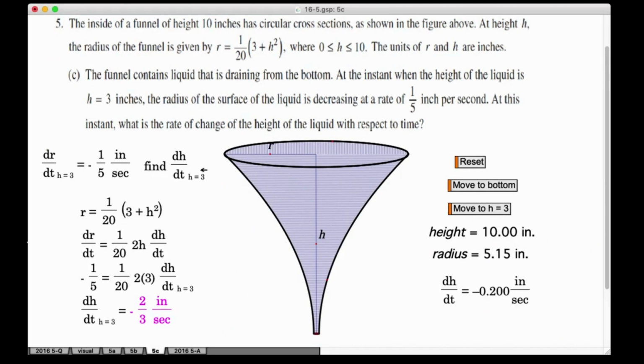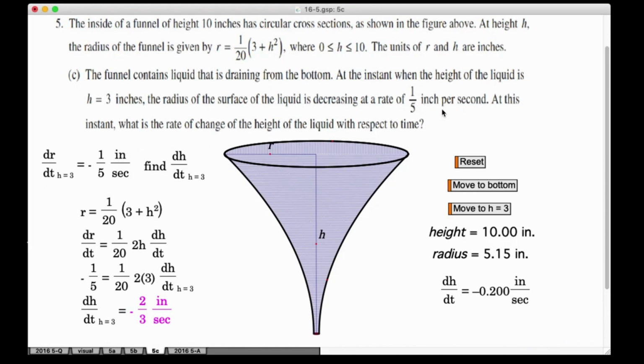The last part of this question is a related rate problem. It says that the funnel contains a liquid draining out the bottom. The instant when the height of the liquid is 3 inches, the radius of the surface of the liquid is decreasing at a rate. So when I say the radius is decreasing at a rate, that means the radius is changing with respect to time, which is dr/dt. And it's at h equals 3. So they're giving us dr/dt at h equals 3. And since it's decreasing at this rate, it's going to be minus 1/5.